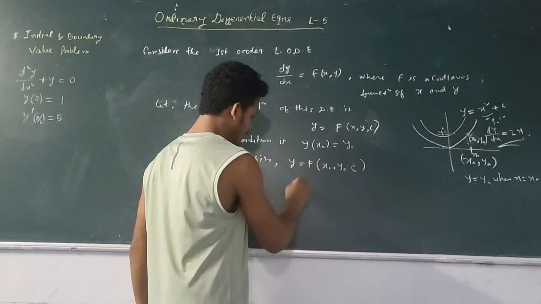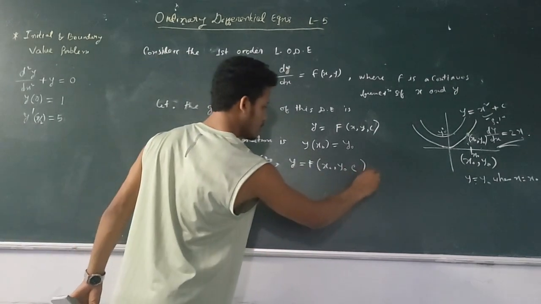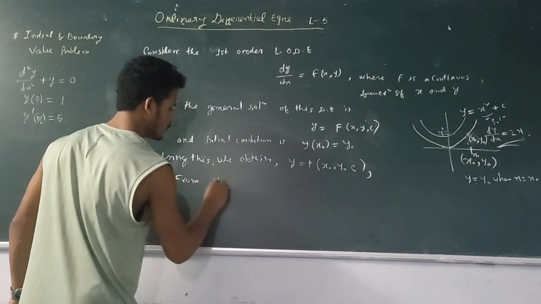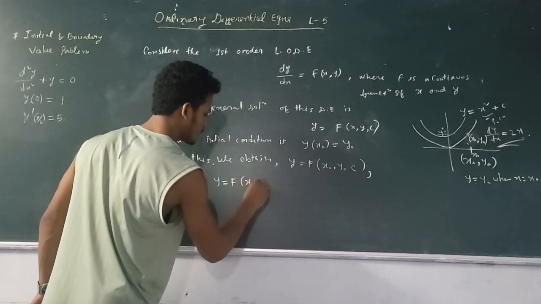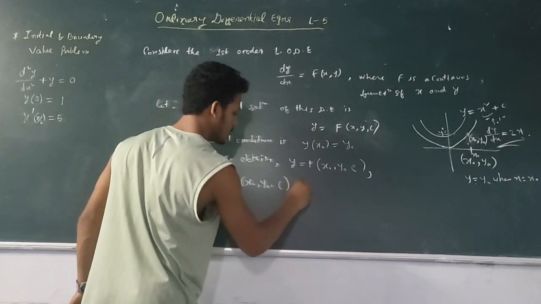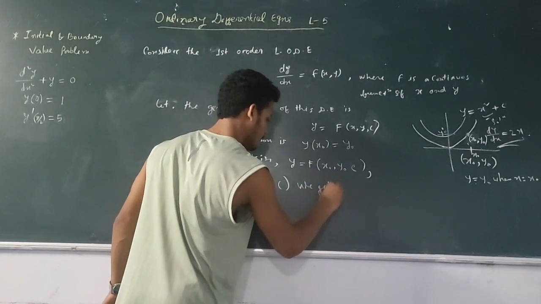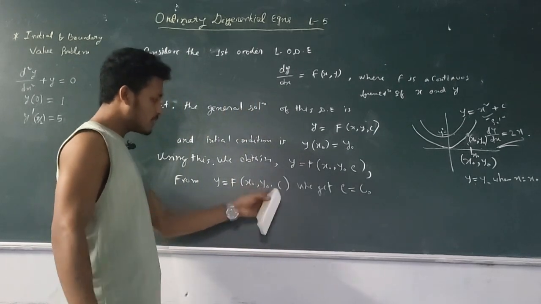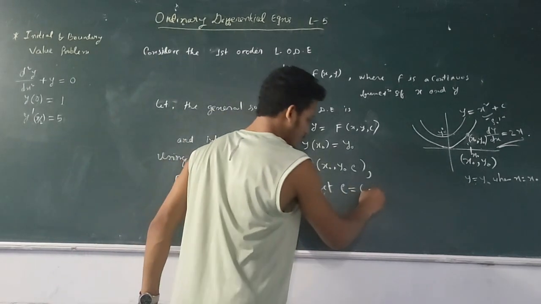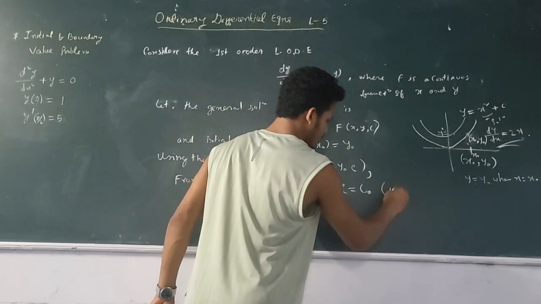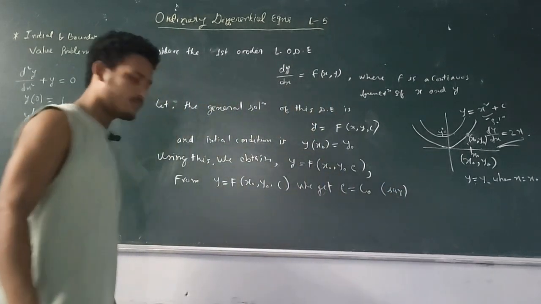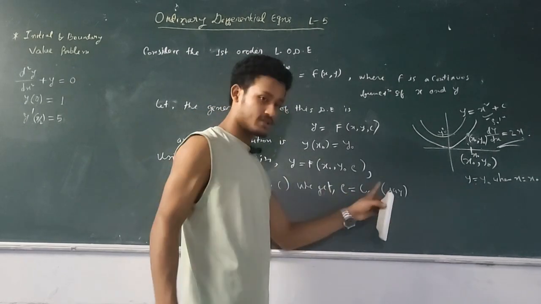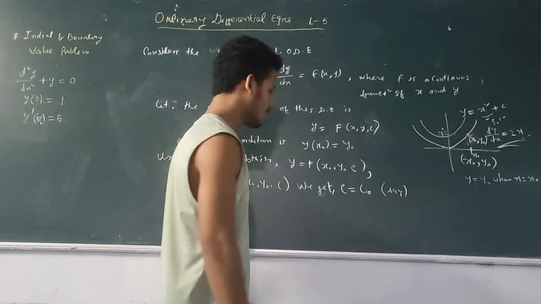So you will find from this, from y is equal to f of x naught y naught c, we get c is equal to c naught. That means from here you will find the value of c. Suppose the value of c is c naught, say. Our aim is to find this arbitrary constant, the value of this arbitrary constant. So we have found c naught.